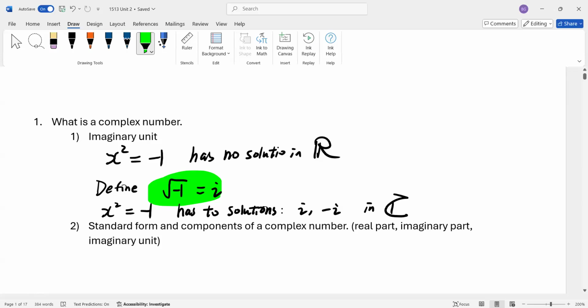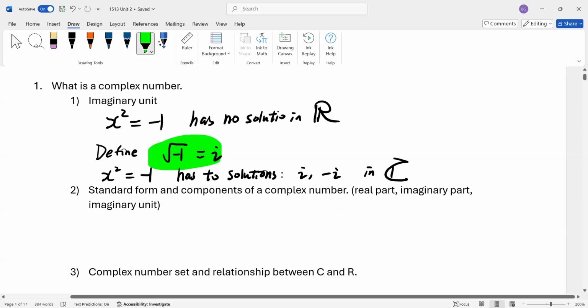Again, it is not a real number. It is called the imaginary unit. It's not real, it's imaginary. It's interesting, the name, right? Okay, with the imaginary number, we can give the definition for a complex number.